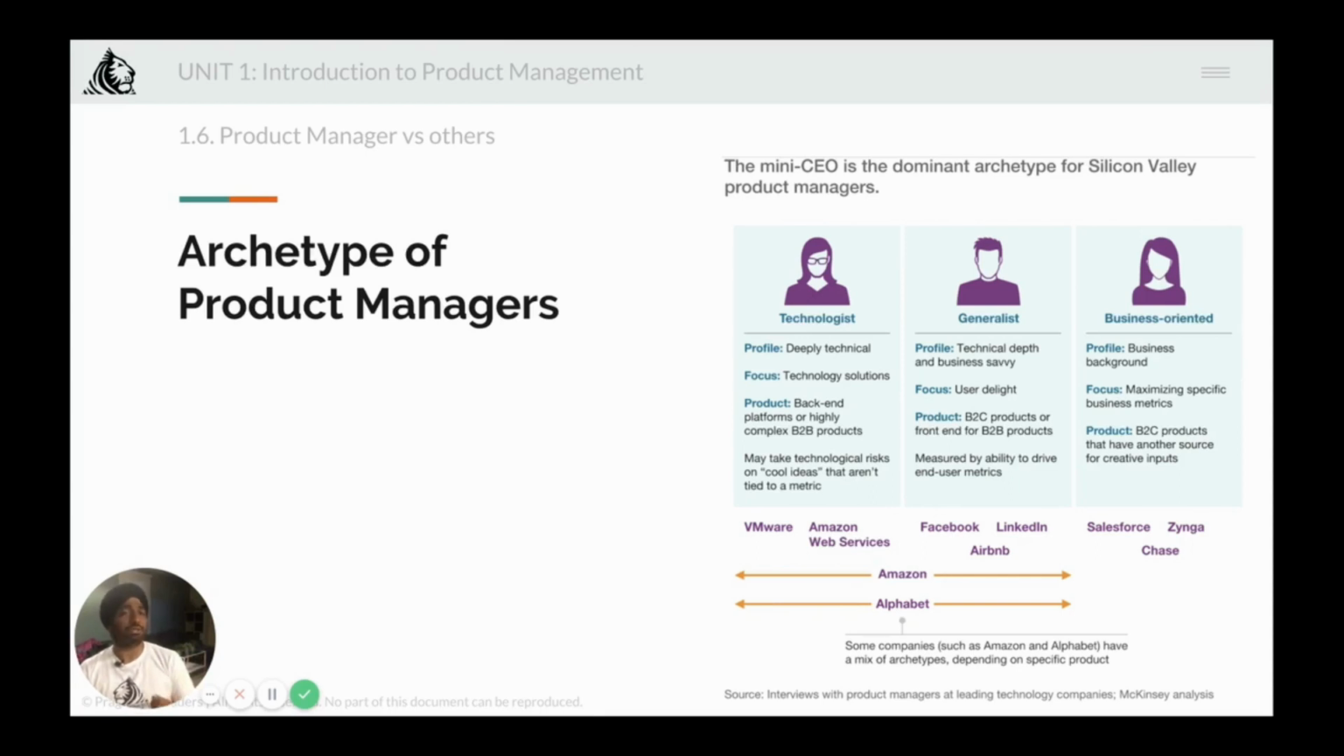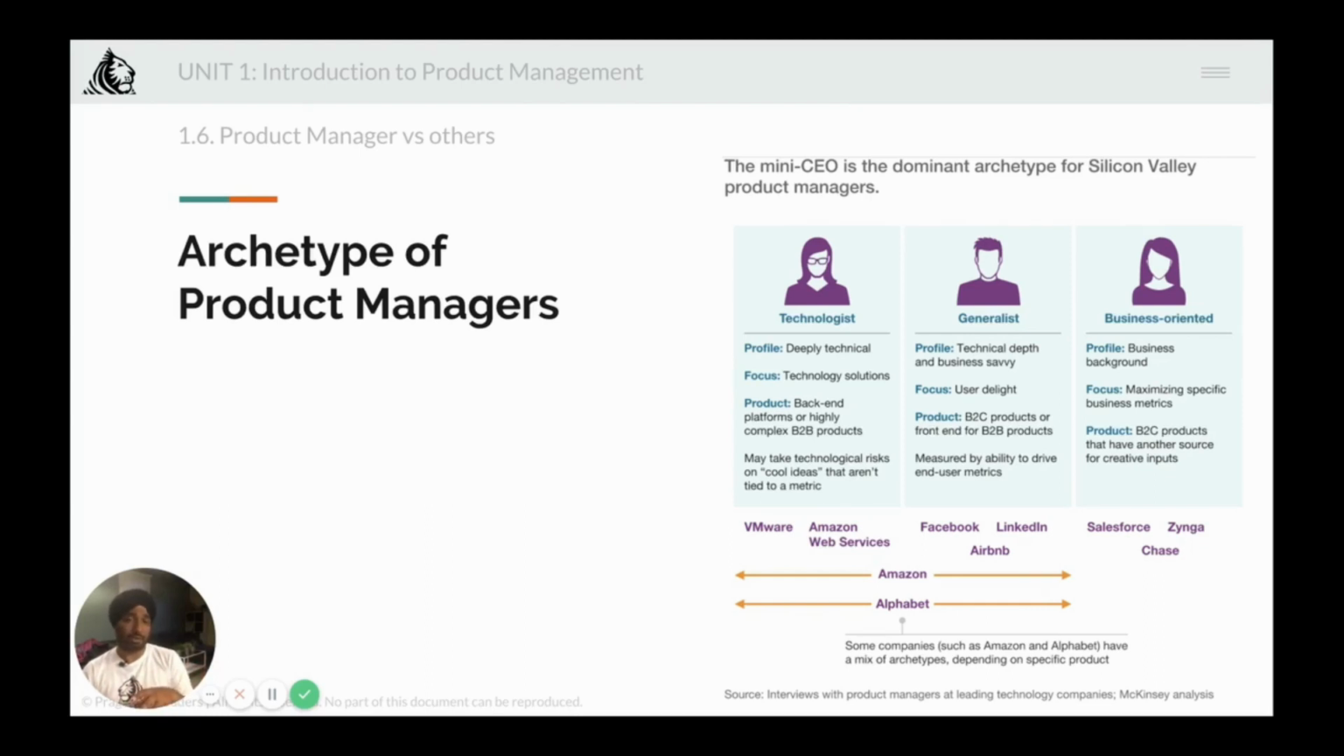So the mini CEO is a dominant archetype of Silicon Valley product managers. Okay, important to understand Silicon Valley product managers. In a lot of other countries, in a lot of different geographies, the archetype can be completely different. Okay, so for example, you can see technologist, the generalist, and the business-oriented PMs as common archetypes.